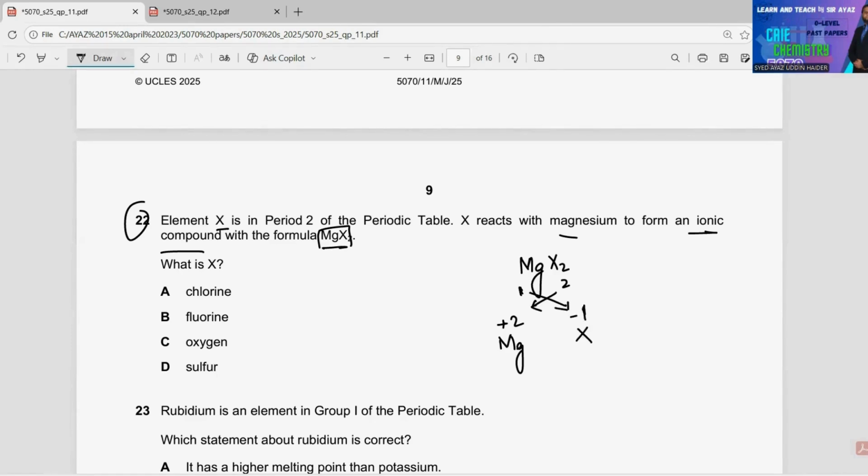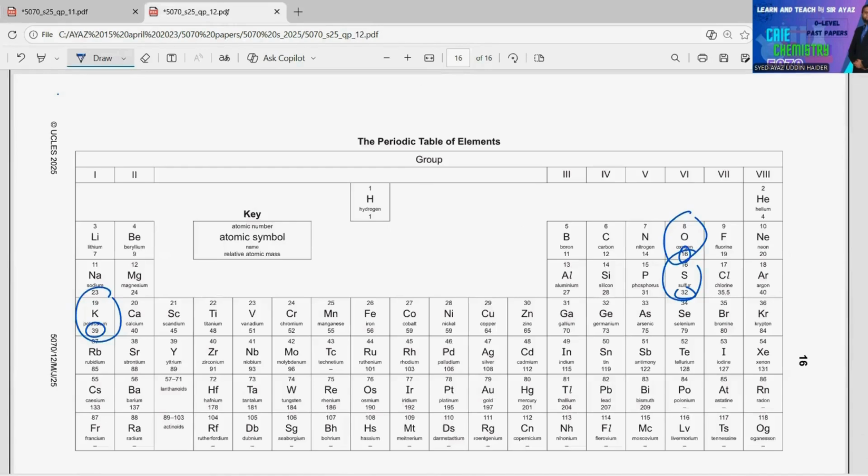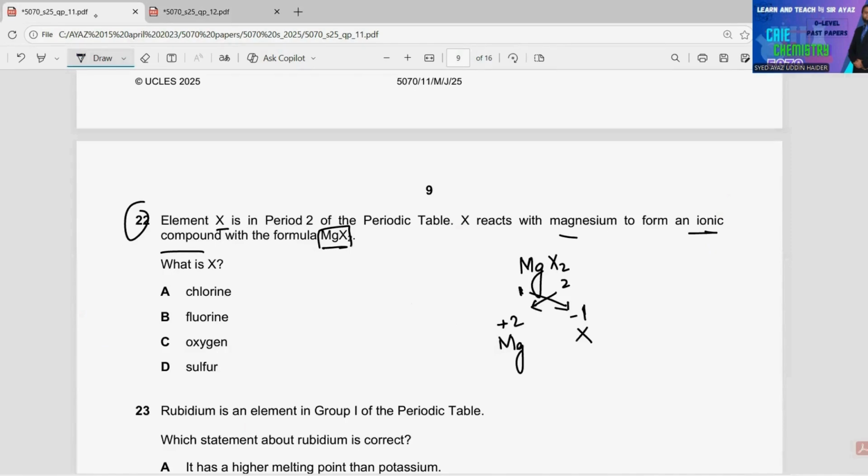So it's in period 2. This is period 1, first period. Second period. And -1 valency, we know that it's of group 7. So fluorine is in group 7. It has -1 as its valency. Yes, we have fluorine here. So B must be the right answer in this case.